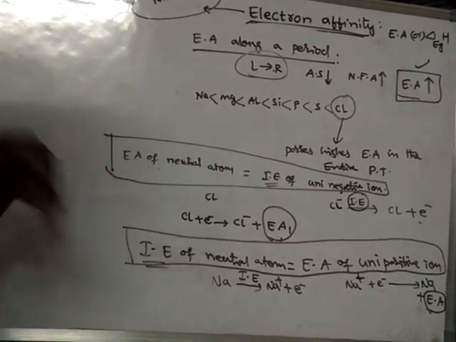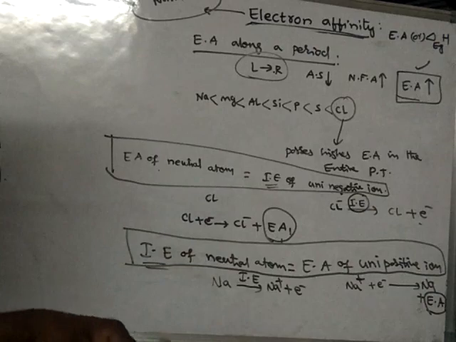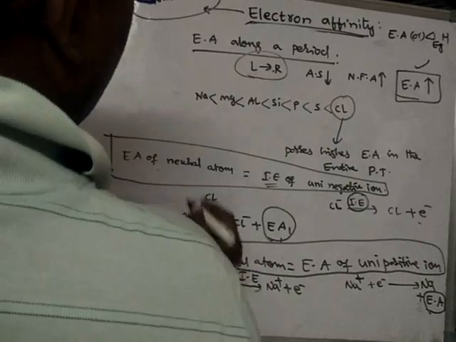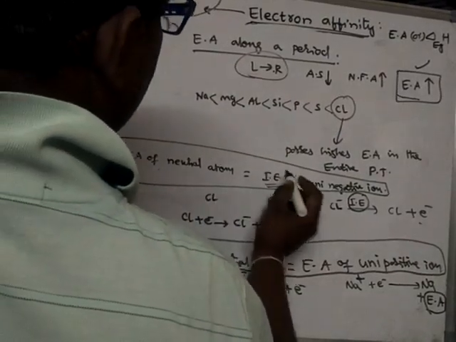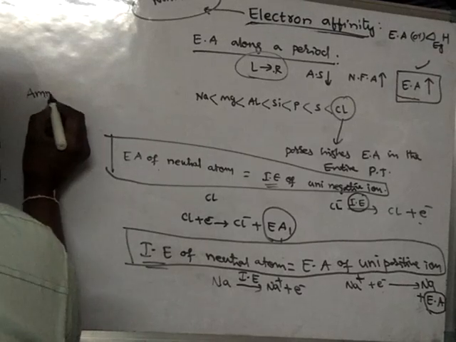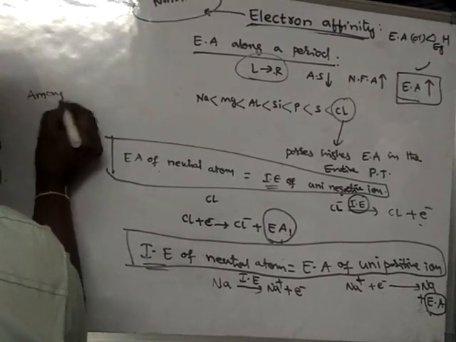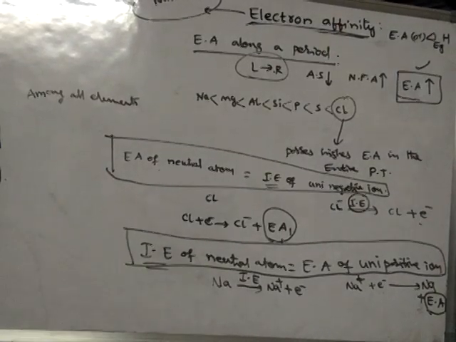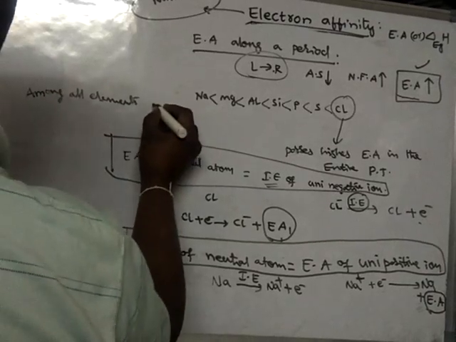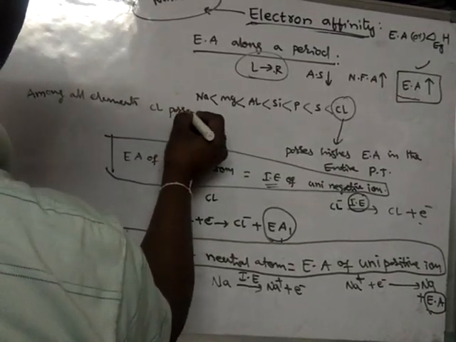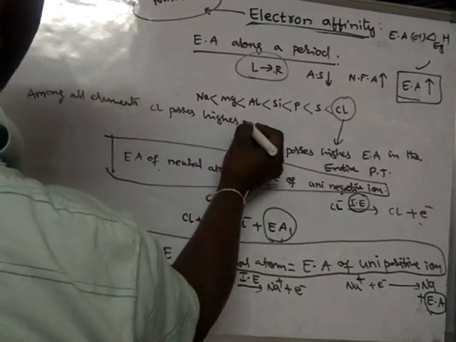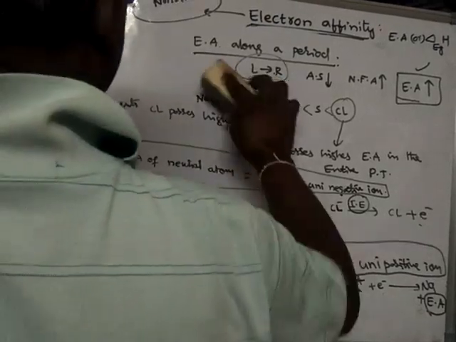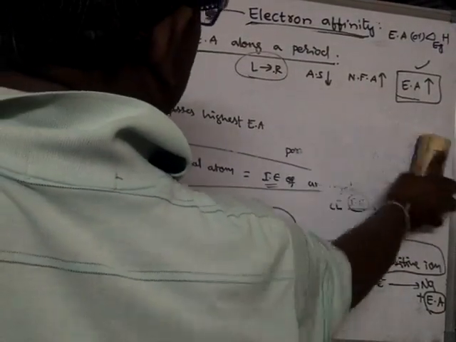Among all elements, chlorine possesses the highest electron affinity.